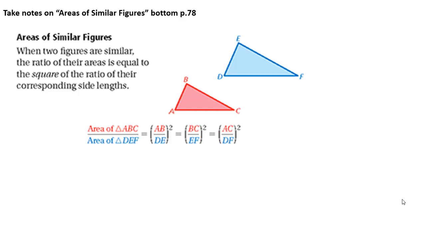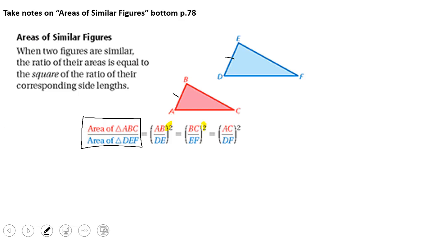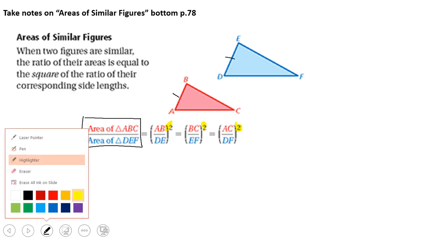So, ladies and gentlemen, you took some notes from the bottom of page 78, where it says that if I have two similar figures, the ratio of the areas of these similar figures is equal to the square of the ratio of the corresponding side lengths. So once again, we're taking a look, and we've got this ratio right here. The area of the red ABC to the blue DEF, the area of one to the area of the other. And now we're taking those corresponding side lengths, AB and DE, and what are we doing with it? We are squaring it. We're squaring the ratio of these corresponding side lengths.